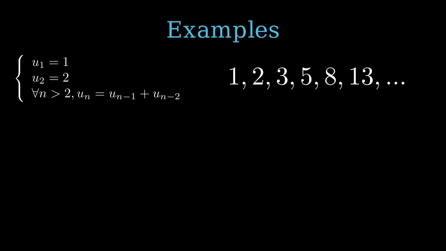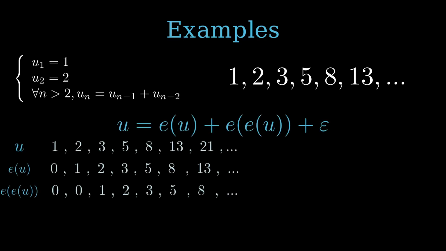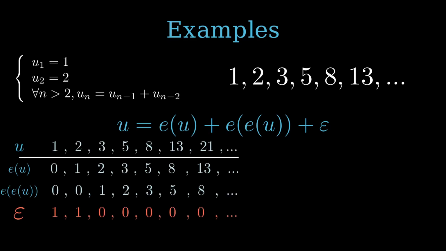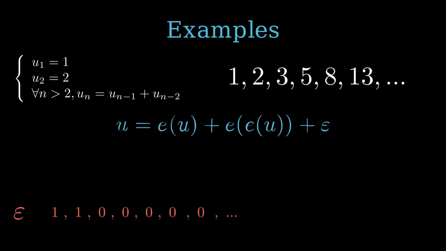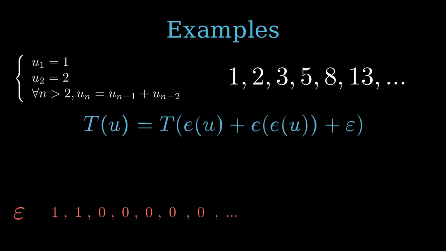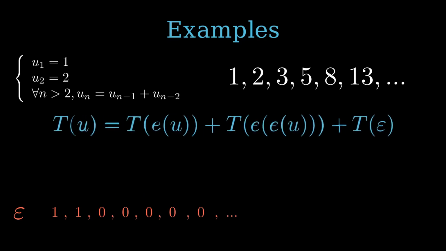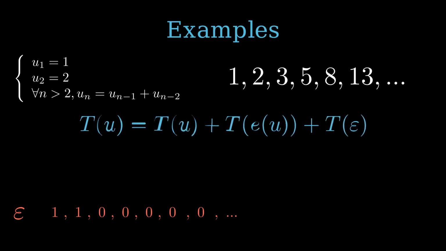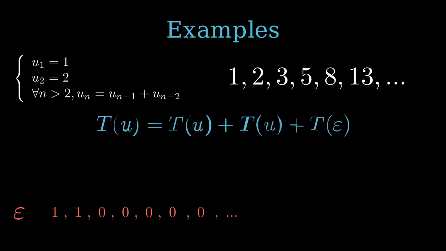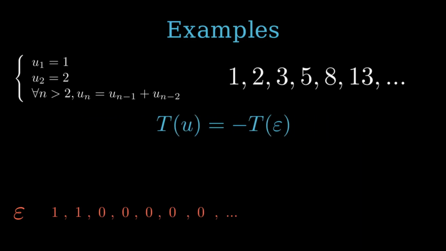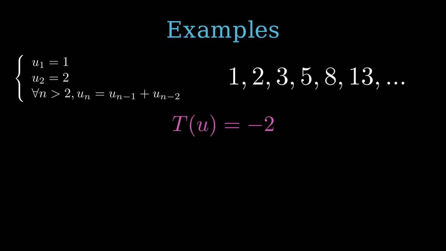We can also find the supersum of the Fibonacci sequence. We will once again start with the recurrence formula and write an equality like this. We now need to find the correction sequence. We can easily do it by comparing u with the sum of e of u and e of u. We can now once again simplify the expression. T of epsilon is 1 plus 1 equals 2. And so we get that the supersum of the Fibonacci numbers is -2.